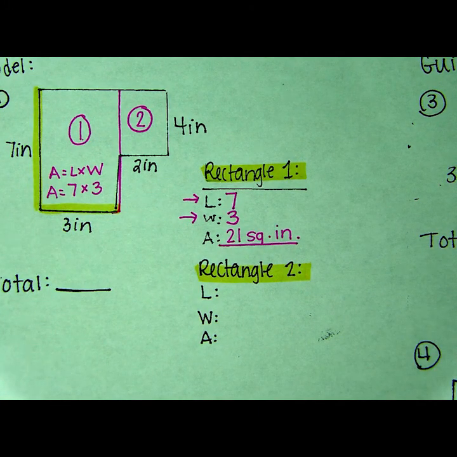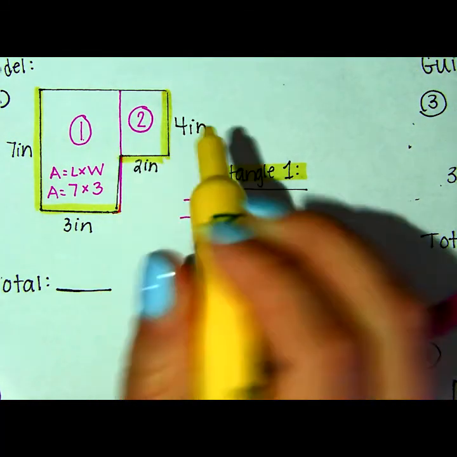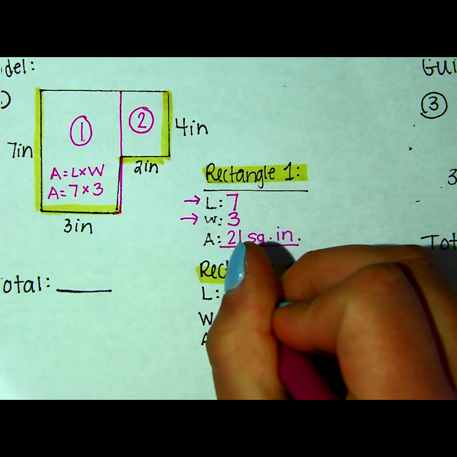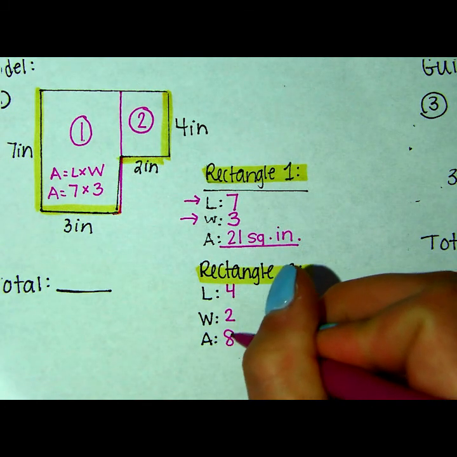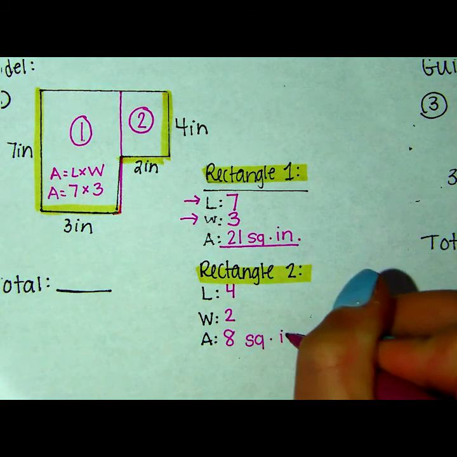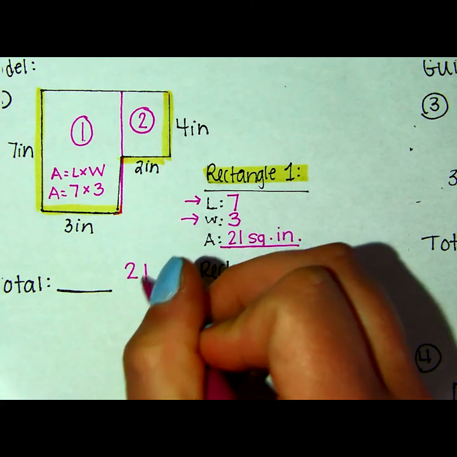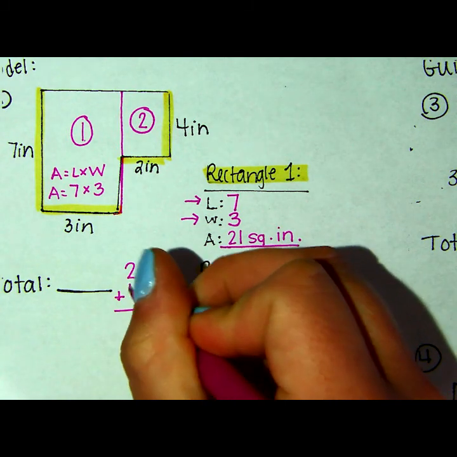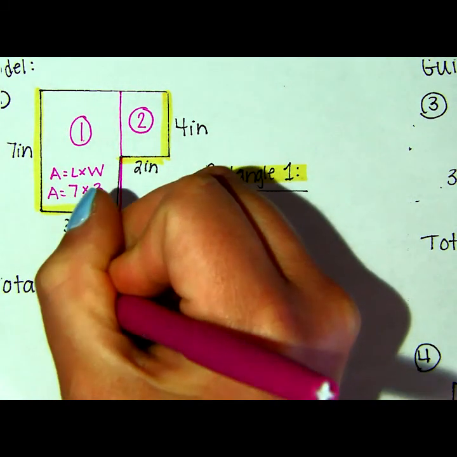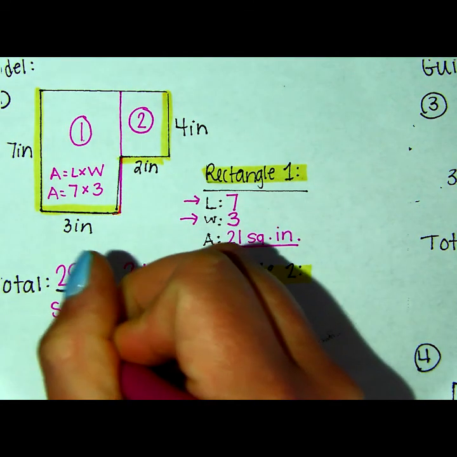Now let's look at rectangle number 2. Again, I want to ask myself, do I have a length and a width? Well, the length is 4. And right here, they've given me the width of 2. So 4 and 2. This has an area of 4 times 2 is 8 square inches. But I'm not finished because I know that I need to add those two areas together. Well, 21 plus 8 will give me a total of 29 square inches.